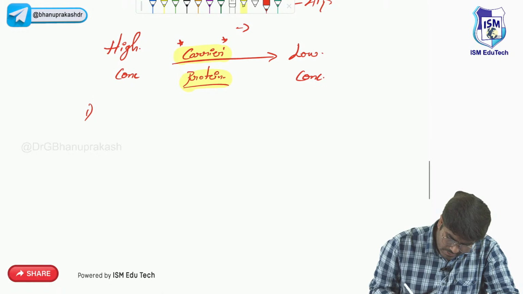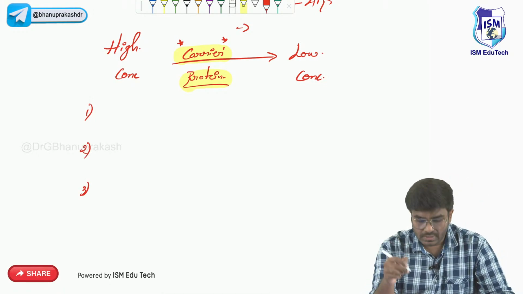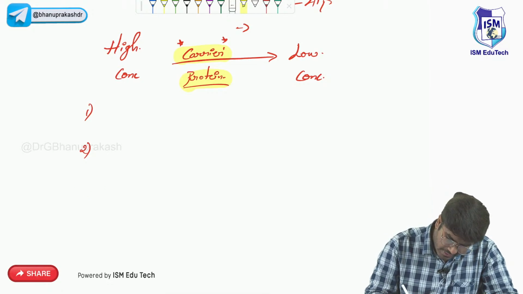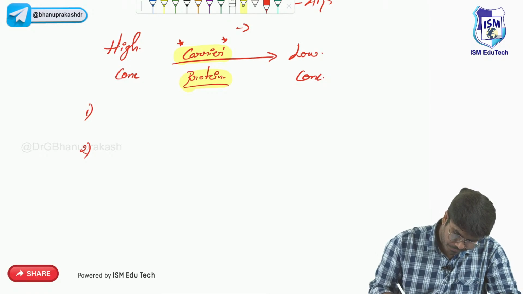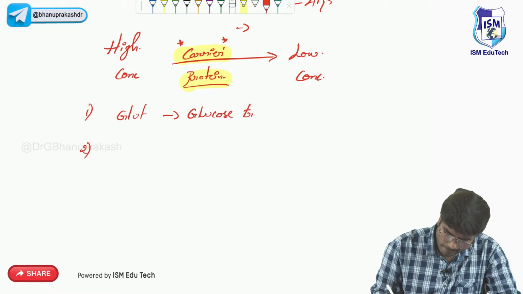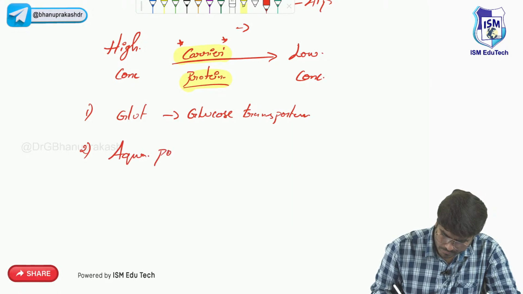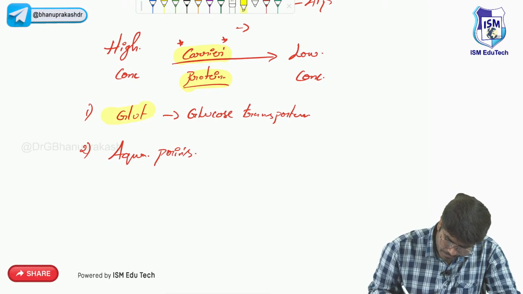Now comes the question. Can you give any examples of such facilitated diffusion? Any examples from your MBBS study? It's the GLUTs, glucose transporters, and aquaporins. Now let's discuss a few important points about the glucose transporters and aquaporins.